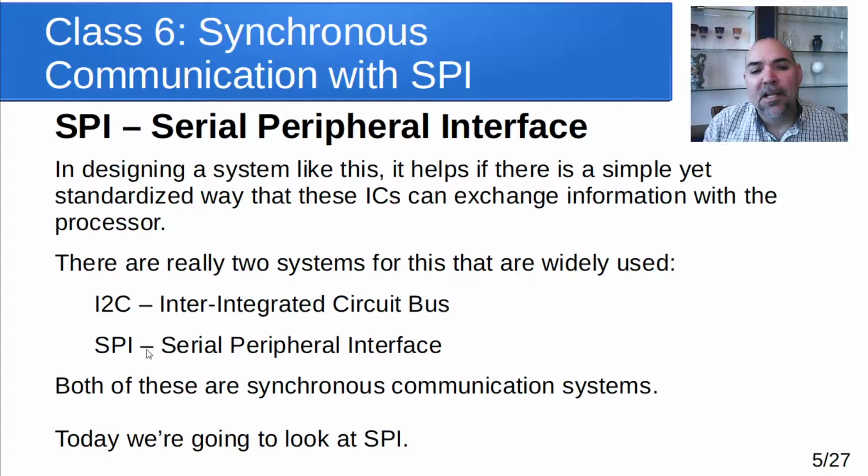So SPI is helpful because it's a standardized way that allows integrated circuits to exchange information with the processor. And there are other systems that are generally also in play in these things. There's another one called I2C, which stands for Inter-Integrated Circuit, also sometimes called IIC. But notice this is usually pronounced I-squared-C. And then SPI, the one we're looking at today.